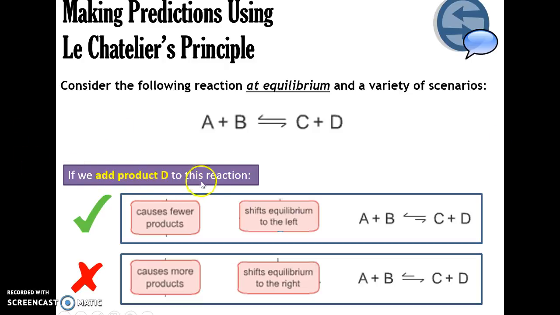And what if we add product D? That's going to cause too many products, and we're going to have to make more reactants. That will shift our equilibrium to the left. So that's how Le Chatelier's principle works.